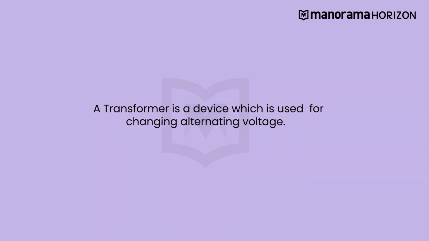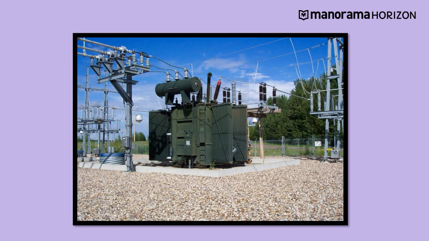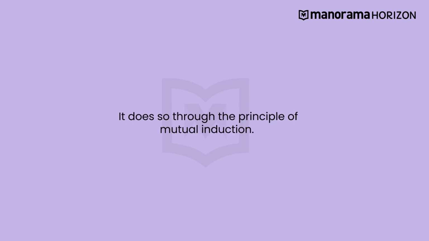So what is a transformer exactly? In the simplest, most basic terms, a transformer is a device which is used for changing alternating voltage. I'm sure you have seen transformers at some time in your life. For example, this one is at an electrical substation, which is used for feeding power to large cities or factories. How does this device work? Well, in the simplest terms, it does so through the principle of mutual induction.